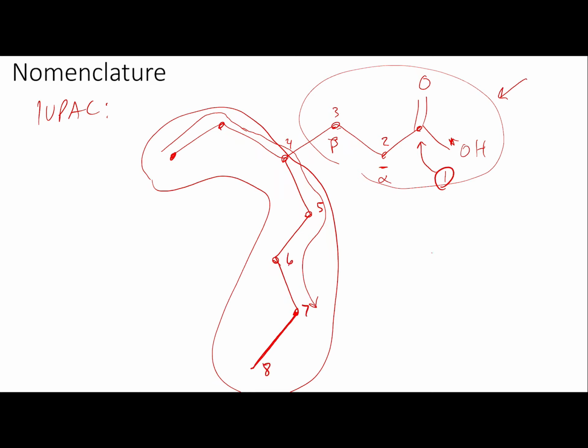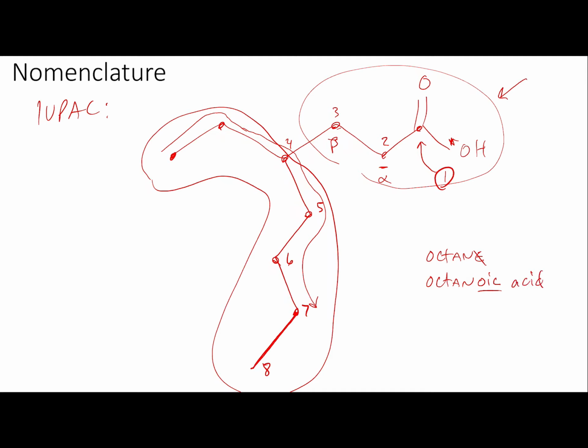So we would get what would be an octane. We'll drop the E from the parent name, and we'll add oic acid. So octane will become octanoic acid.